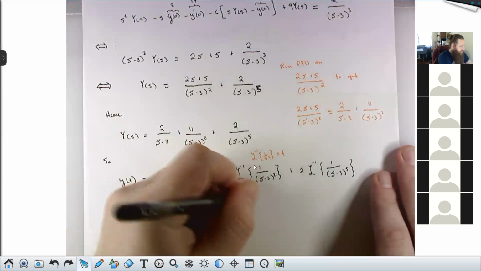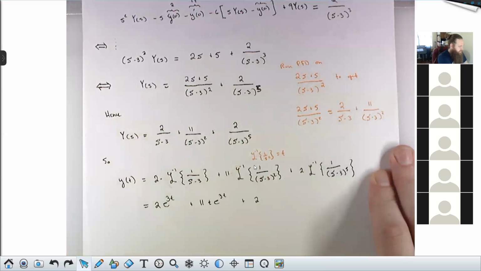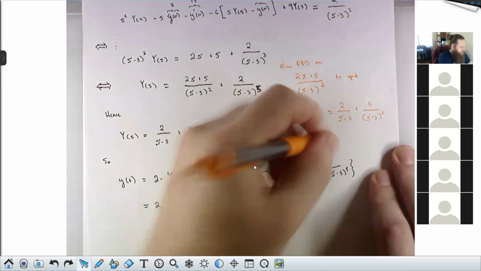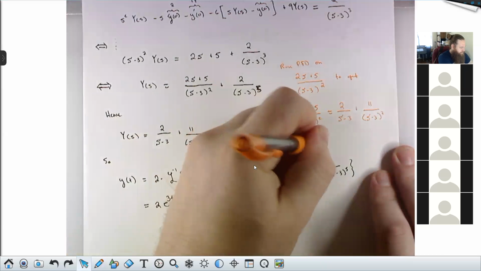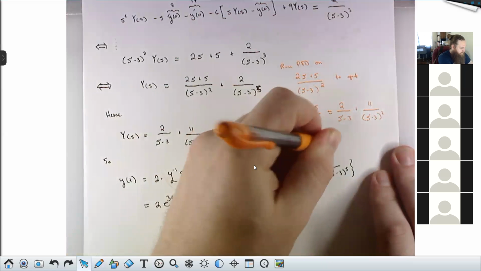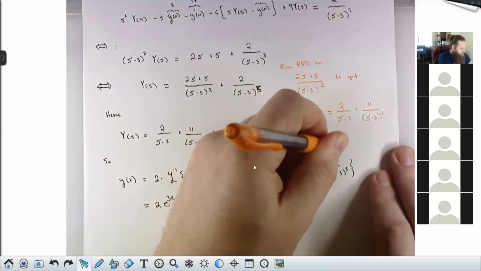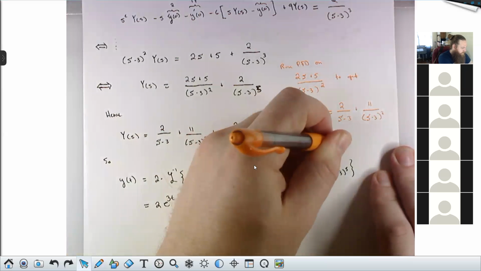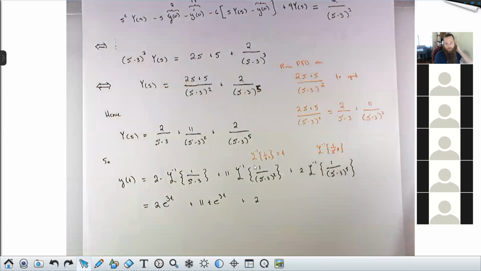And then finally, we have plus 2 times the inverse Laplace transform of this guy. So again, we want to think, okay, well, what's the inverse Laplace transform of 1/s^5? And here we need to do a little bit of that same constant fudging.